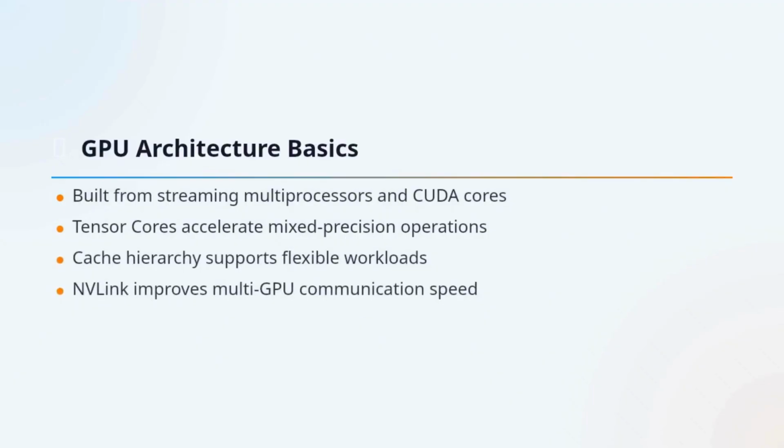GPU architecture is different because it is designed for more varied workloads. It uses streaming multiprocessors with thousands of CUDA cores, and modern GPUs also include tensor cores for fast mixed precision matrix operations. Their cache hierarchy helps them adapt to different access patterns, which is useful beyond deep learning. With NVLink and NVSwitch, multiple GPUs can also communicate quickly in larger systems.